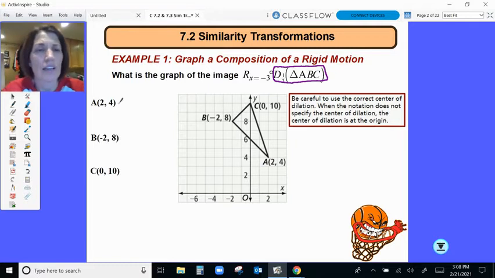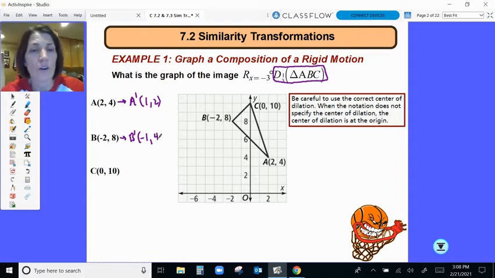If we have our coordinate A, 2, 4, we're going to multiply each of those coordinates by 1/2, giving us A prime of 1 and 2. This will give us coordinate B prime at 1/2 of -2 is -1, and 1/2 of 8 is 4. Our 1/2 dilation for point C will be 0, of course, and then 5. So 1/2 of 10 is 5.